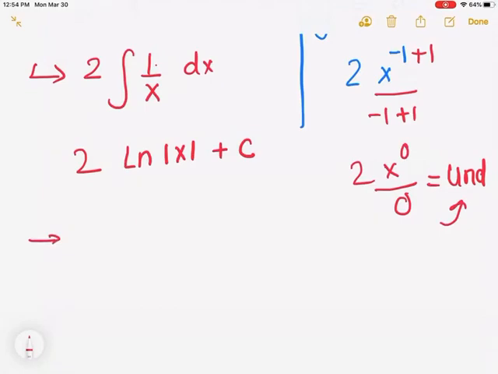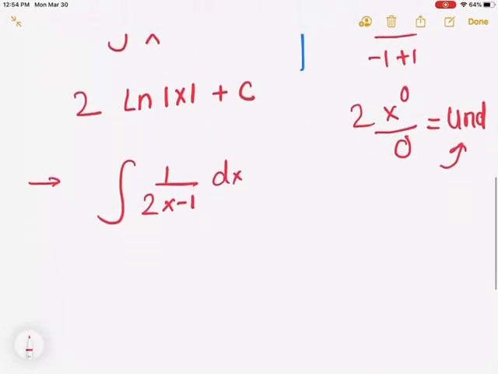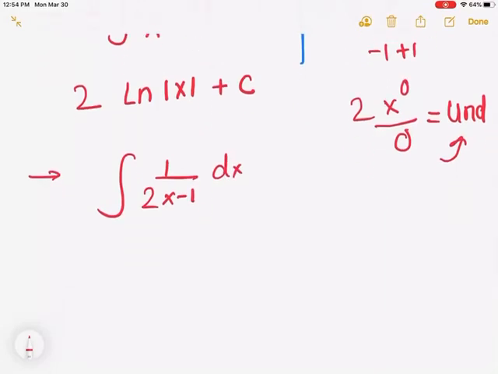Let's say I have the integral of 1 over 2x minus 1 dx. I see a fraction for sure. The bottom degree is bigger than the top one, so this is definitely going to be a log function. But I need to double check. Is the top expression the derivative of the bottom one or not? For that, I'll just find the derivative of 2x minus 1. What's the derivative?